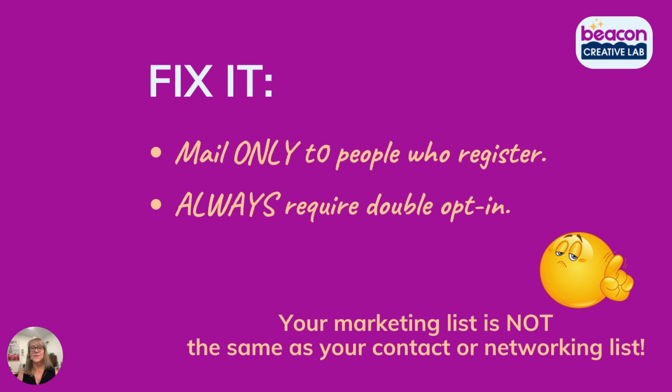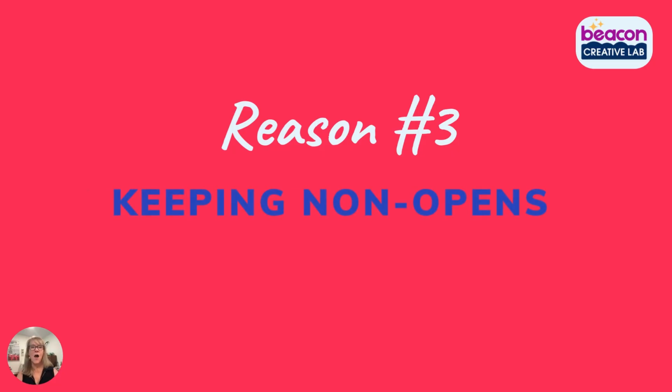So your marketing list is not the same as your contact or networking list. Don't make that mistake. And another key that you can implement is double opt-in. That means that someone, when they put their name down, will be sent an email that says, yes, that's me and I agree to do it. It will reduce the speed with which you can build your list, but it will keep your list cleaner and stronger. So on to the next one.